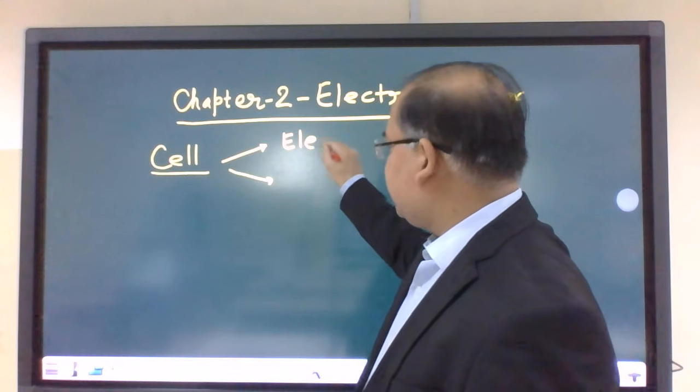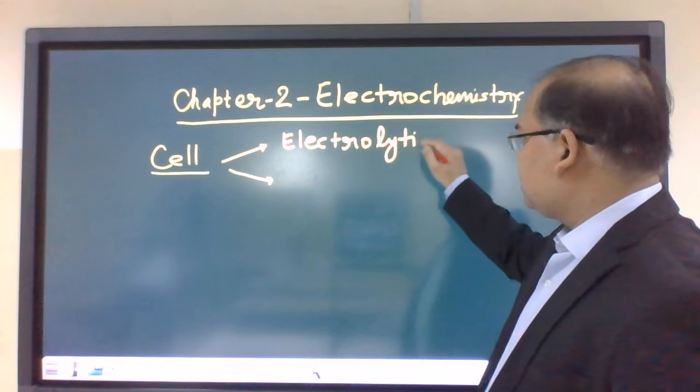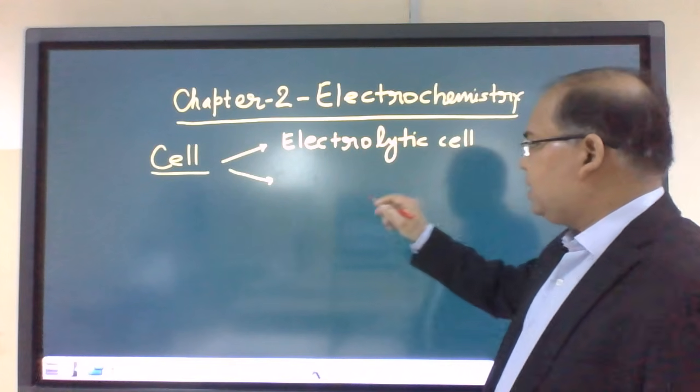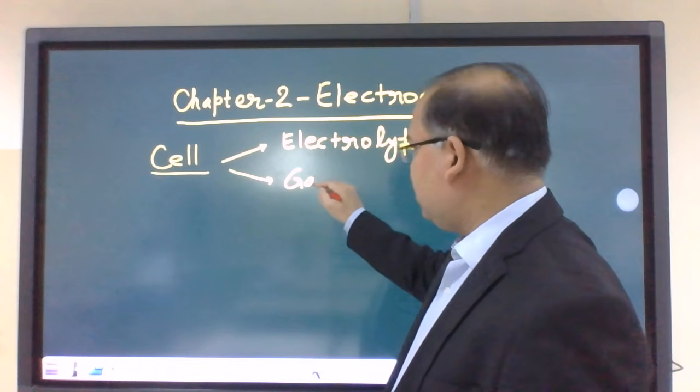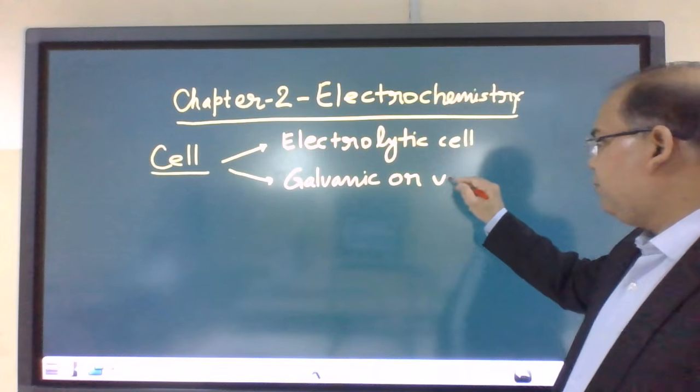First is the electrolytic cell, and second is the galvanic cell or voltaic cell.